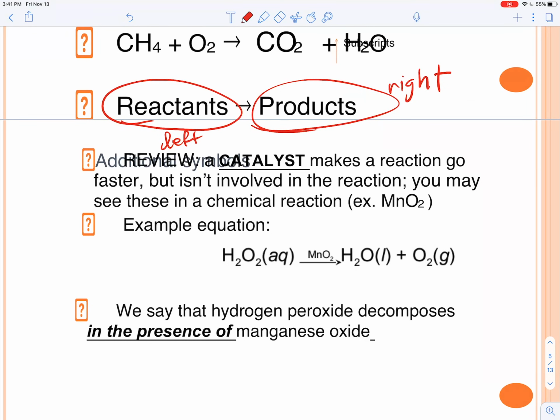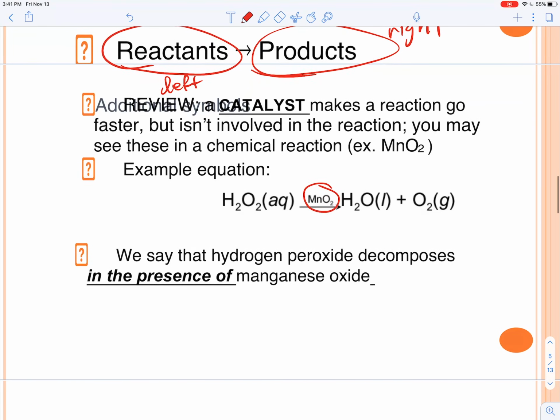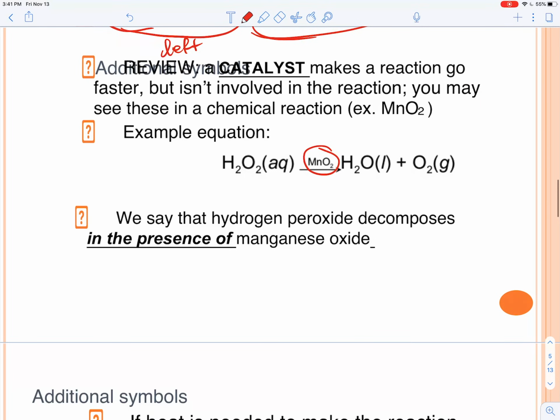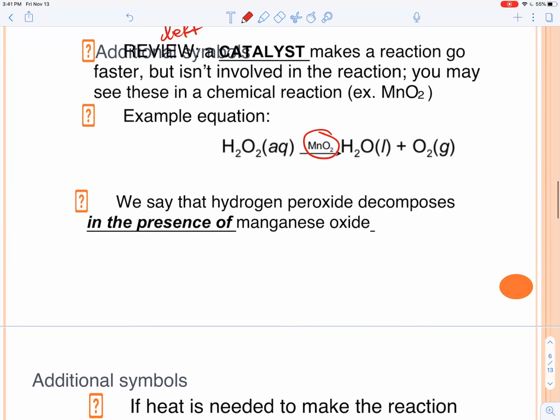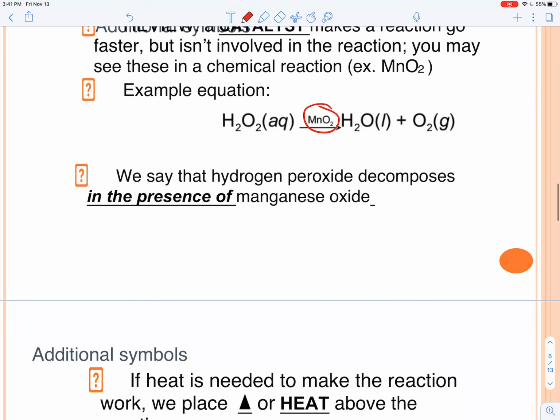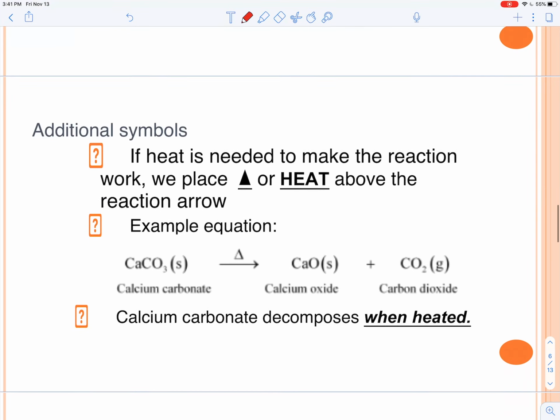Remember that a catalyst helps make a reaction go faster, but it's not directly involved in the reaction. So here we put the catalyst on top of the reaction arrow. We say that hydrogen peroxide decomposes in the presence of manganese oxide. I'm going to show you a demo tomorrow that involves a catalyst.